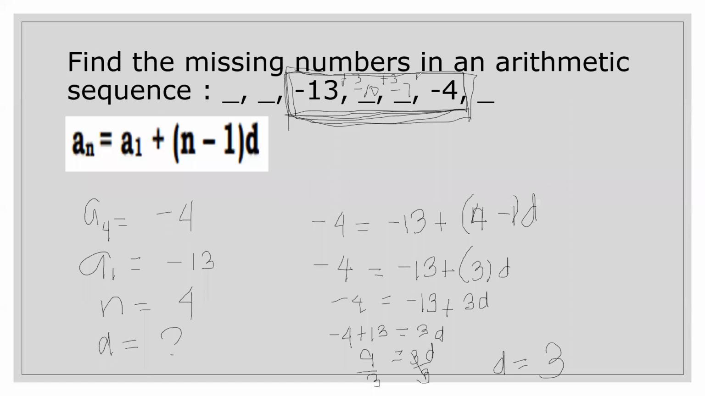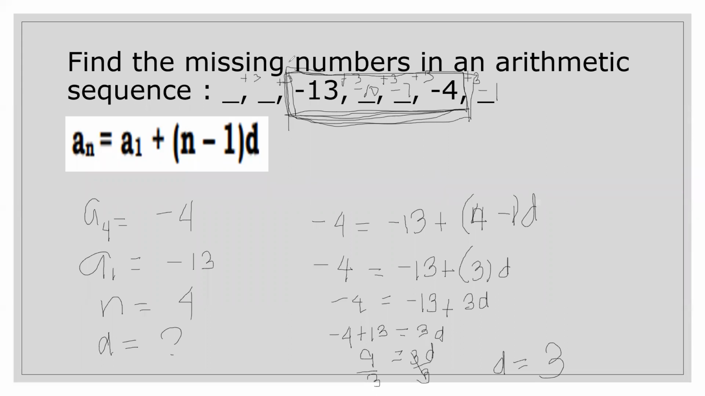Negative 7. Check natin kung tatama. Plus positive 3 is negative 4. Tama? So, pwede na tayo mag-continue ngayon. What is negative 4 plus positive 3? Negative 1. So, dito, may positive din ito, positive 3, at may positive 3 lang dito. Para lang, dahil paunahan tayo, baguhin mo lang yung sign.